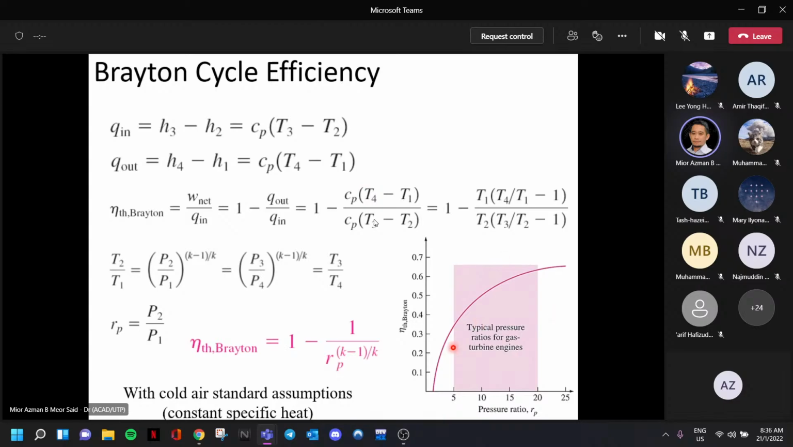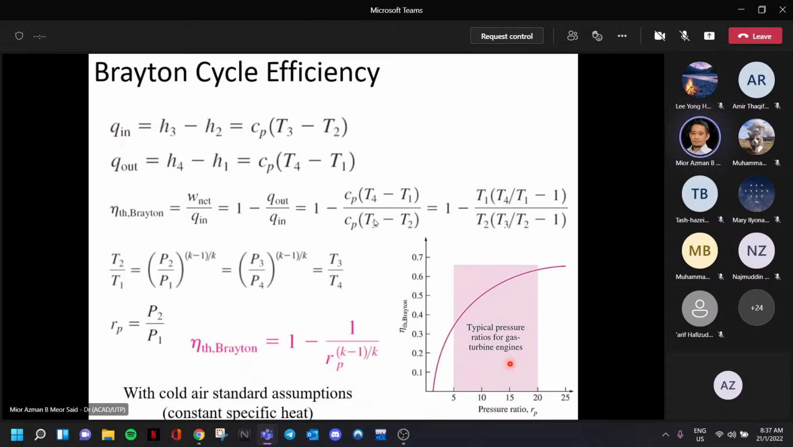Right, so this shows the variation. What if we increase the pressure ratio? What would happen to the value of the efficiency for Brayton cycle? So typically, if you increase the pressure ratio, you can see that the thermal efficiency increases, but you have a limit there. I mean, probably beyond 25, you can see that it goes to a limit. So you can't go more than 70%, so you have a limit close to 65%. And typically, the pressure ratio falls between 5 to 20.